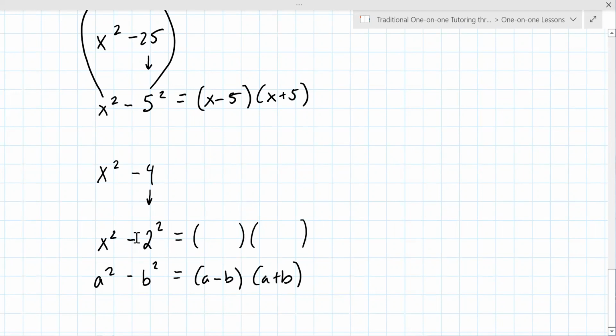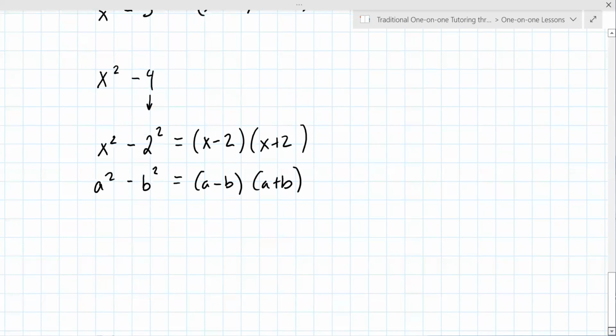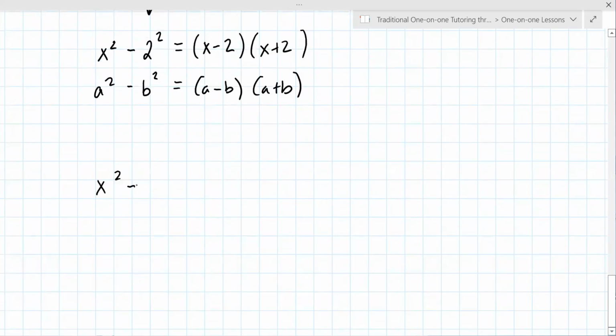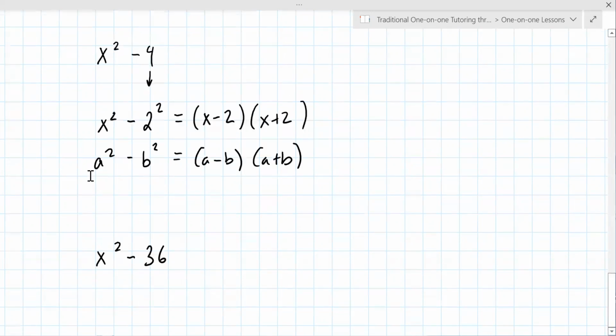What does the problem I'm asking you to do become? It goes in parentheses here. X plus 2, x minus 2. Good. Let's have you do another one here. Go ahead and try this one. Let me know if you have any questions. Can you scroll it, please?